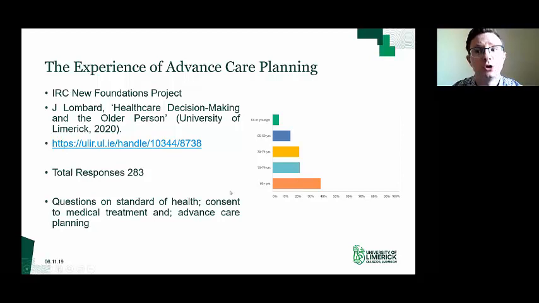In this research, we had 283 responses in total. We asked questions relating to the standard of health, consent to medical treatment, and questions relating to advanced care planning. It's important to note that the cohort was well educated and relatively healthy. So what we would have expected is that the figures in this particular research project are perhaps slightly more positive than what broader research might indicate.